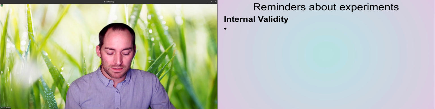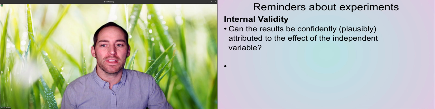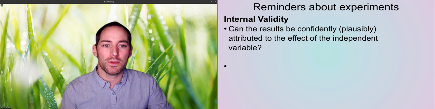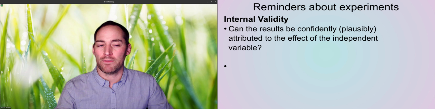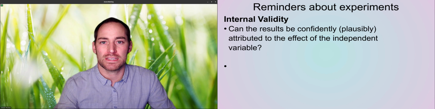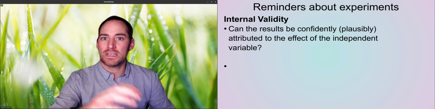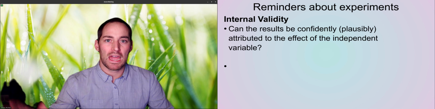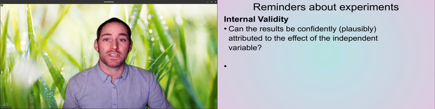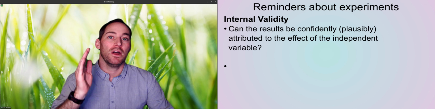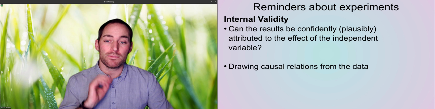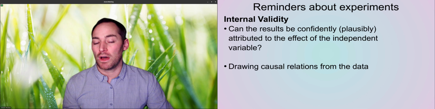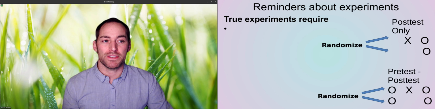So with experiments, internal validity is about, can you attribute the results to your independent variable? Going back to our very first example, is our test score dependent on the loud room or the quiet room? Do we have the control over the variables enough to say that being in the loud room caused the lower scores? So we need to be able to draw that kind of valid causal relation from the data.